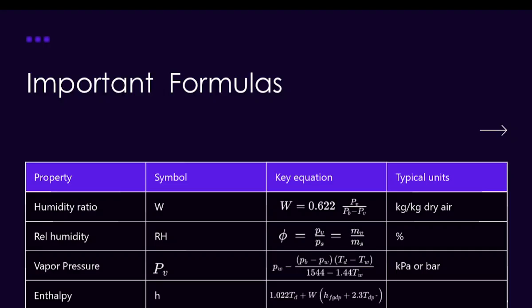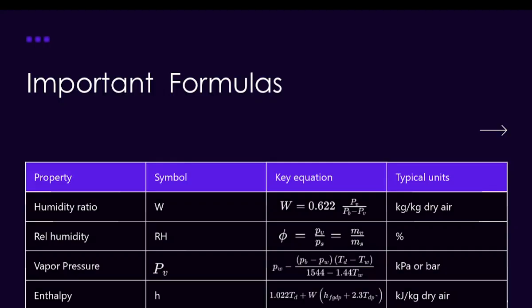Enthalpy can be found using the formula 1.022 Td plus W times the quantity hfg,dp plus 2.3 Tdp. This Tdp is the dew point temperature, and hfg,dp is the enthalpy of vaporization. W is the humidity ratio and Td is the dry bulb temperature. If we have these quantities in hand, then using this formula we can find out the enthalpy of the air at that stage.